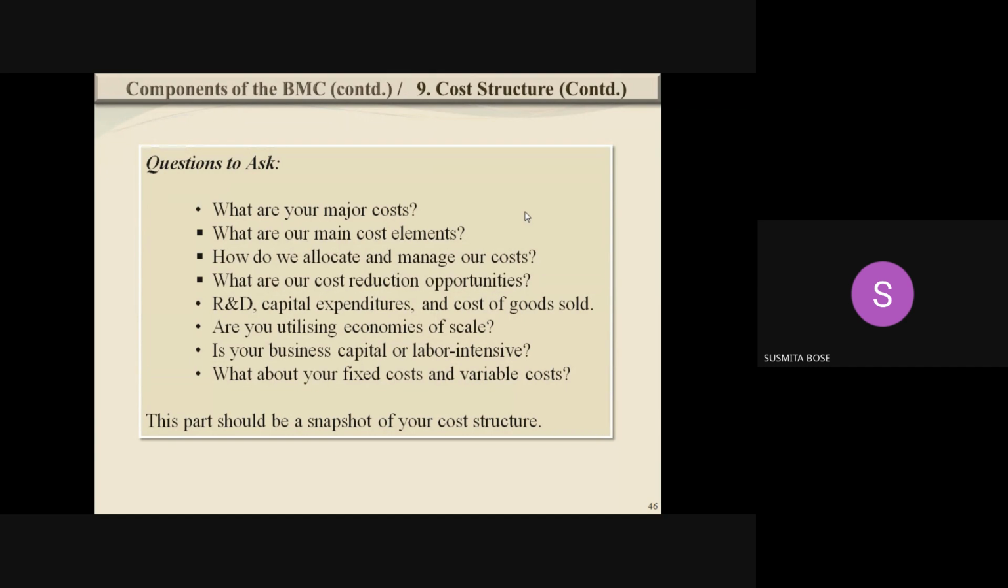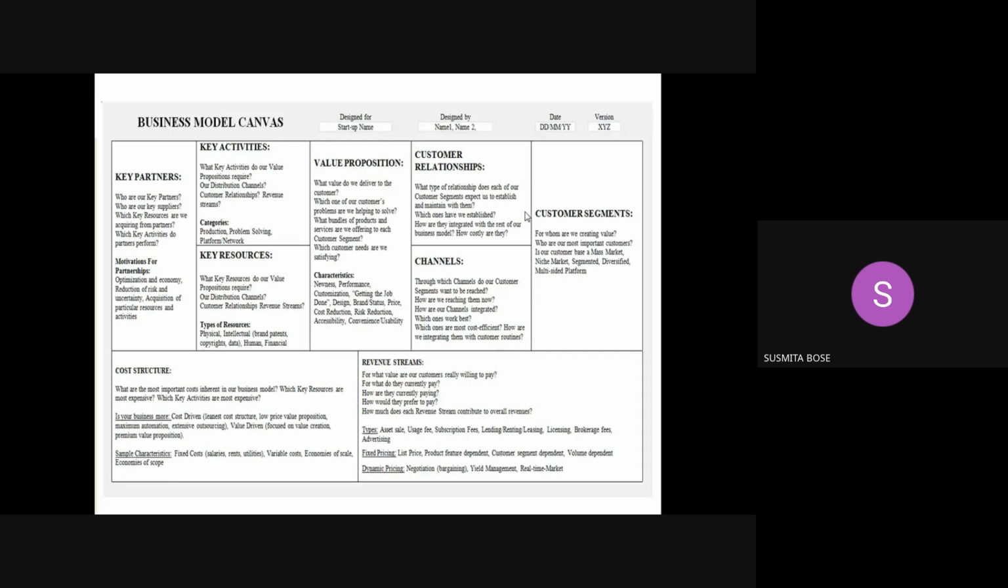Is your business capital or labor intensive? Is your business more dependent on capital or more dependent on human resources? What about your fixed cost and variable cost? So this part should be a snapshot of your cost structure. You should take a snapshot of this and it should always be in front of your eyes, because this portion is very important. It's one of the most important parts of your business.